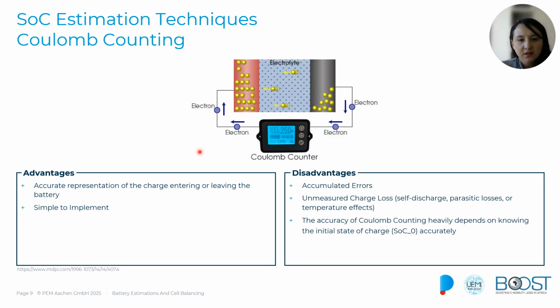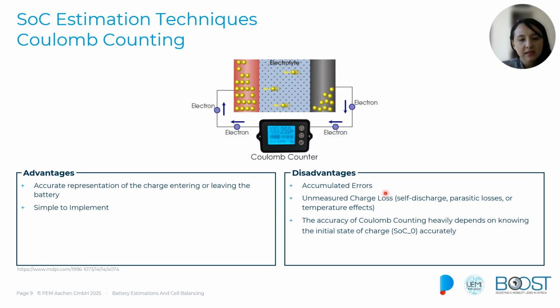Some of the advantages of this Coulomb counting method is that it provides a very precise representation and calculation of the charge that is in our battery. It requires only a current sensor, and it can be straightforwardly integrated in the algorithms, and also it is very effective in applications that require continuous monitoring of the energy.